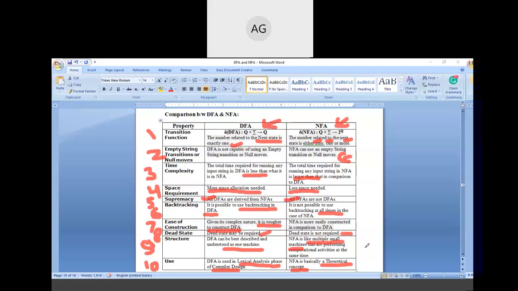These are some very important points of difference, and many questions are asked in your theory as well as competitive exams from this difference. So remember these differences. These are very important. Moving to the next topic: just remember these are the comparisons, but there are some points which are common in both NFA and DFA.